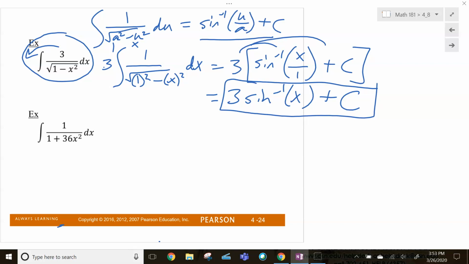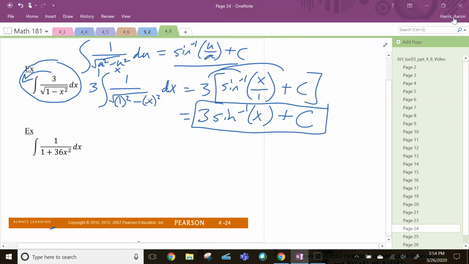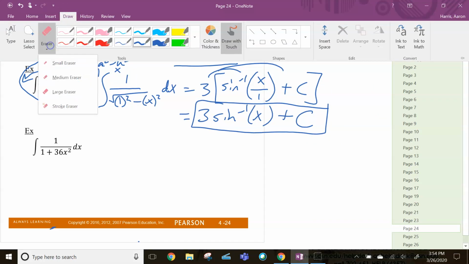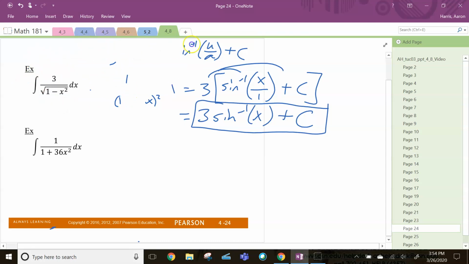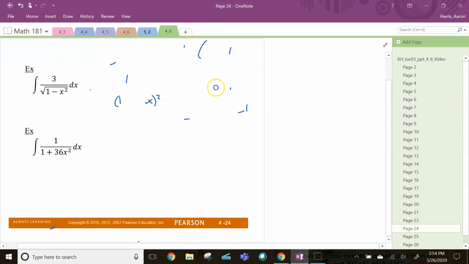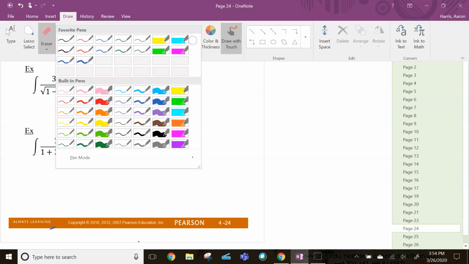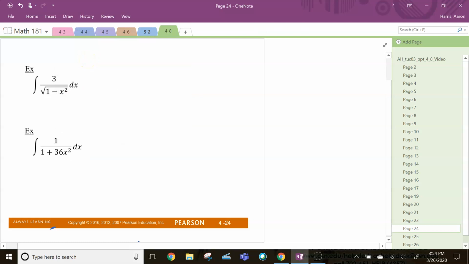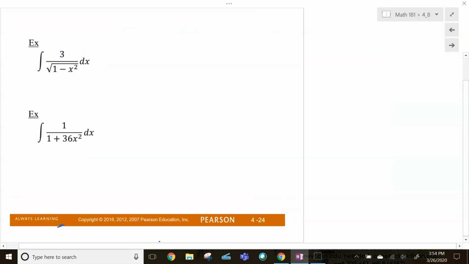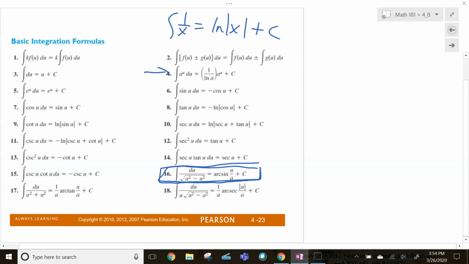Now let's do this one here. The integral of 1 over 1 plus 36 x squared. You know what, I'm going to need some room on this. Let me erase this real quick. So now I'm looking for, all right, do I have one of these that kind of fits this mold so I can manipulate this and do this integral here?